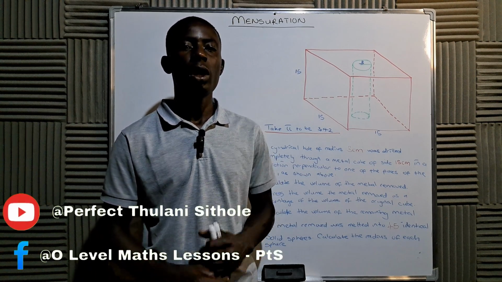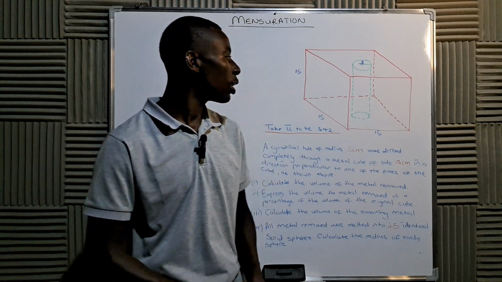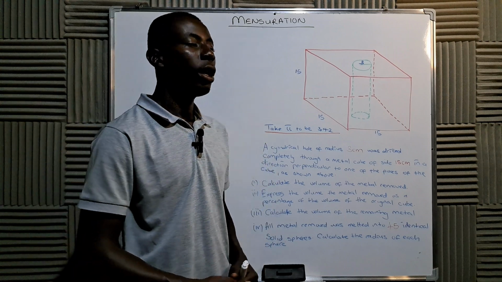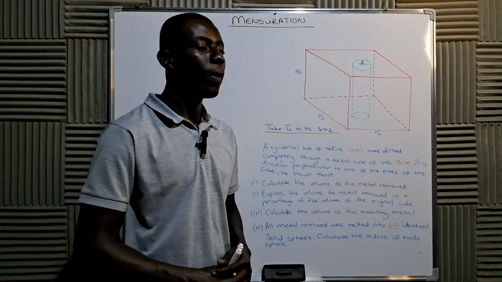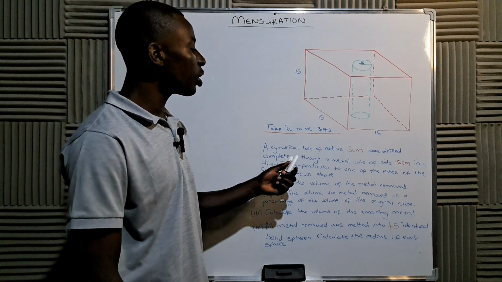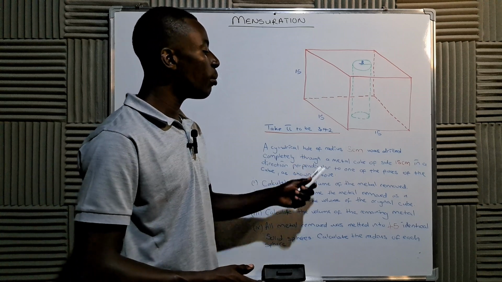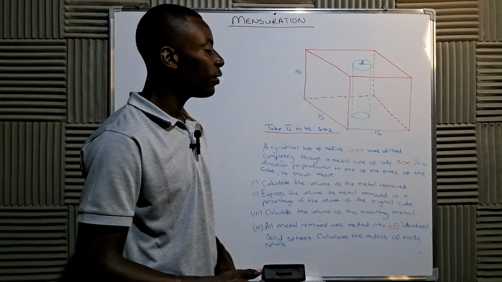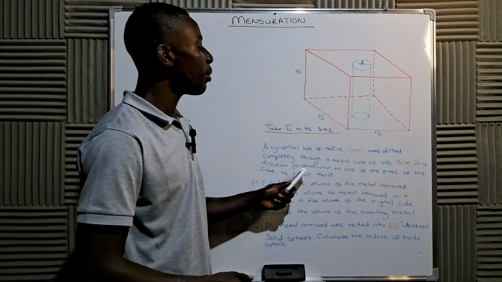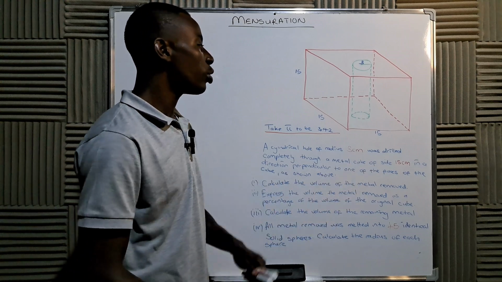In today's video, we are going to do mensuration, focusing mainly on calculating the volume of a cube, cylinder and a sphere. And I have a question with me here which says a cylindrical hole of radius 3 centimeters was drilled completely through a metal cube of side 15 centimeters in a direction perpendicular to one of the faces of the cube as shown above.